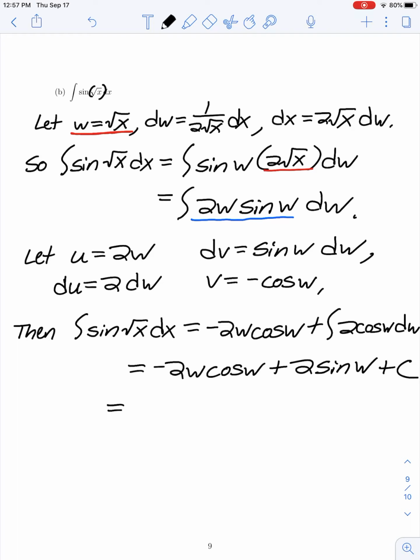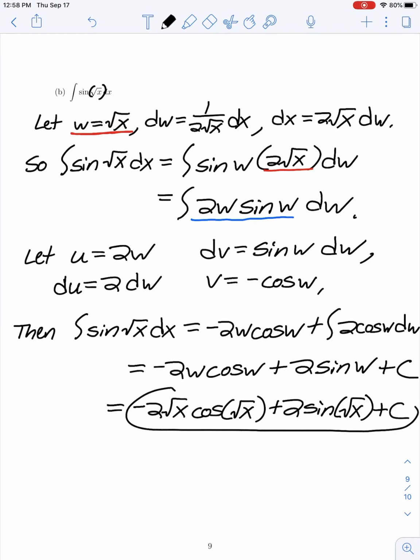And in my very last step, I'll substitute w, which was the square root of x, back in for my answer. So I've got negative 2 root x times cosine of root x plus 2 times sine of root x plus c. All right. So again, another example where we first might have to make a substitution if our function involves a composite function, and the resulting integral may then require integration by parts.